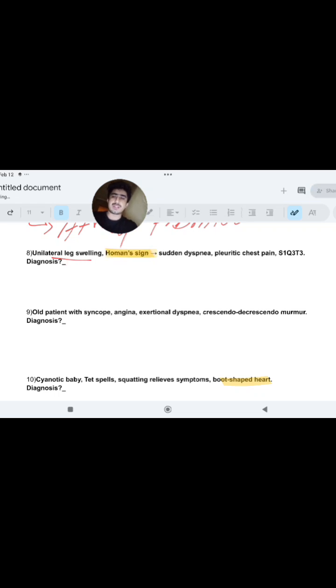Okay. Eighth पे है unilateral leg swelling and Homans sign, it is calf muscle pain. And there is this sudden dyspnea and pleuritic chest pain. And other specific findings S1, Q3 and T3. S1 in lead 1 there is the S wave, लीड 3 पे क्या बनती है, क्यू वेव बनती है, और टी वेव की क्या होती है, इन्वर्जन. सो इट इज स्पेसिफिक फॉर pulmonary embolism, PE, with history of DVT, deep vein thrombosis.